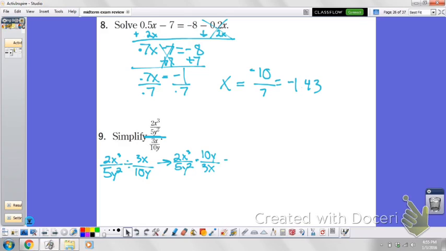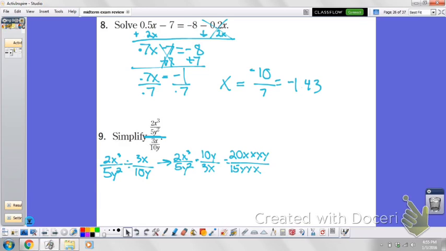Now I'm just multiplying fractions, multiply right across the top, across the bottom. 2 times 10 is 20, so I have 20. And I'm going to write out my x cubed times y as x times x times x times y. Then I go to my bottom, I have 5y squared times 3x. Multiply 5 times 3, gives me 15. So I have 15 times y squared times x. I'm going to rewrite my y squared as y times y times x.